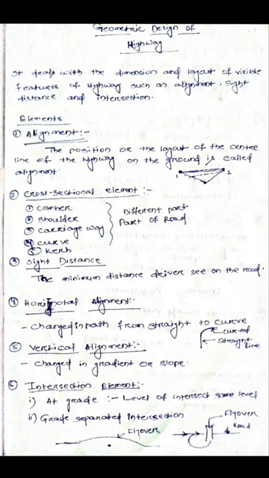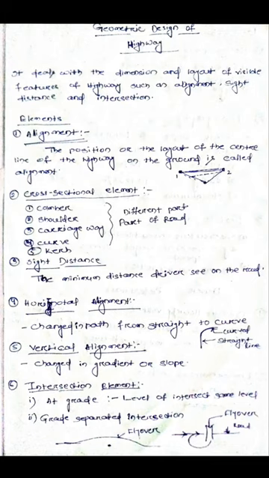Then sight distance, the minimum distance which a driver can see on the road. For example, if a driver drives a vehicle and sees a minimum distance of 200 meters or 300 meters, then that 200 meters or 300 meters is called sight distance.